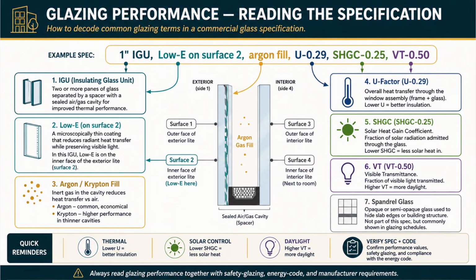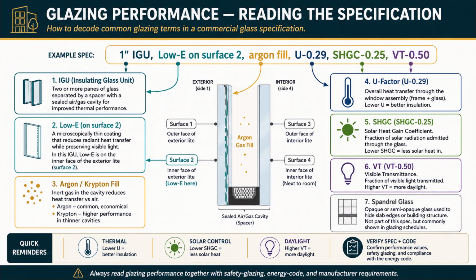This is the slide where we actually learn to read a glazing spec, and I'm going to walk it term by term using the real example across the top. The spec reads: 1-inch IGU, low E on surface 2, argon fill, U 0.29, SHGC 0.25, VT 0.50. By the end of this slide, that string of code will read like a sentence to you.